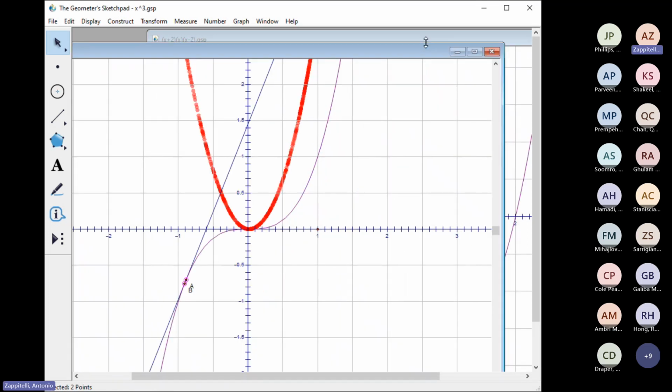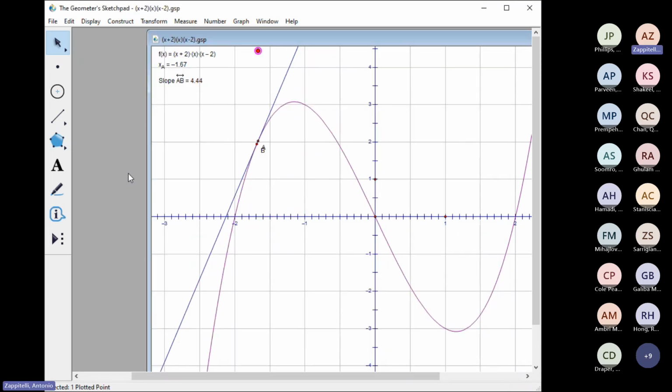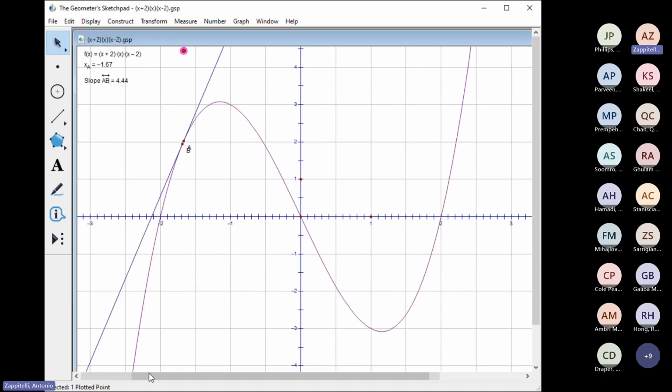Okay, and let's look at one more here, just for the fun of it. Let's make this a bit bigger here. So you see I'm starting with a cubic function.